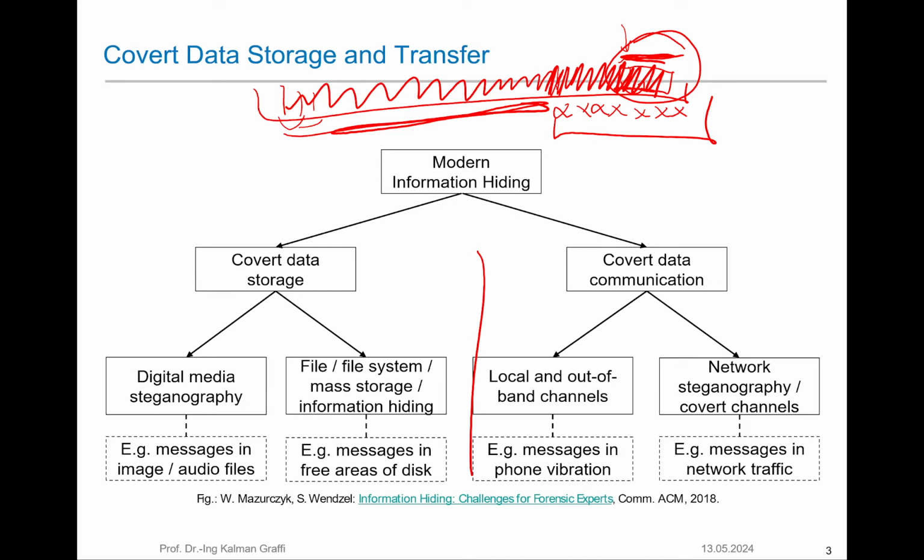So how can you do it? First of all, there are out-of-band channels. That means channels that are not meant for communication but are also used to communicate. And then there's network steganography, where channels are meant for communication, such as sending IP packets, but you integrate some kind of additional message.